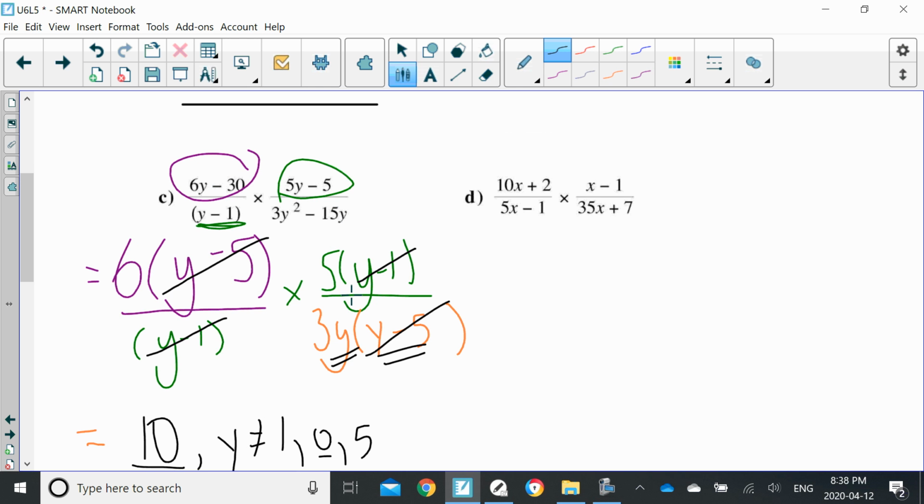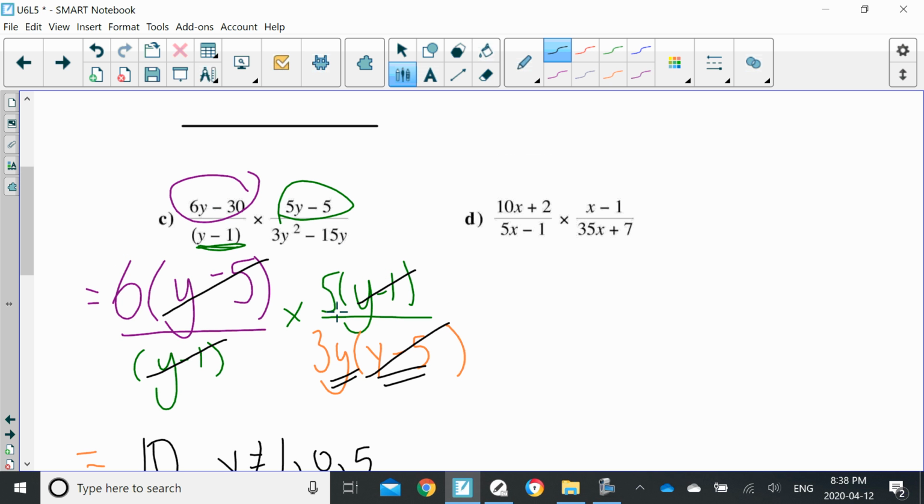Okay, let's do number 2D. So from the numerator over here, I hope you would see that you would factor that by a GCF, and the GCF would be 2. And my factor when I take out a 2 would be 5x plus 1. All over this denominator here, 5x minus 1, I can't do anything here. Okay, it's already factored. So what I'm going to do, because it's a binomial, is I'm actually going to put that in a pair of brackets.